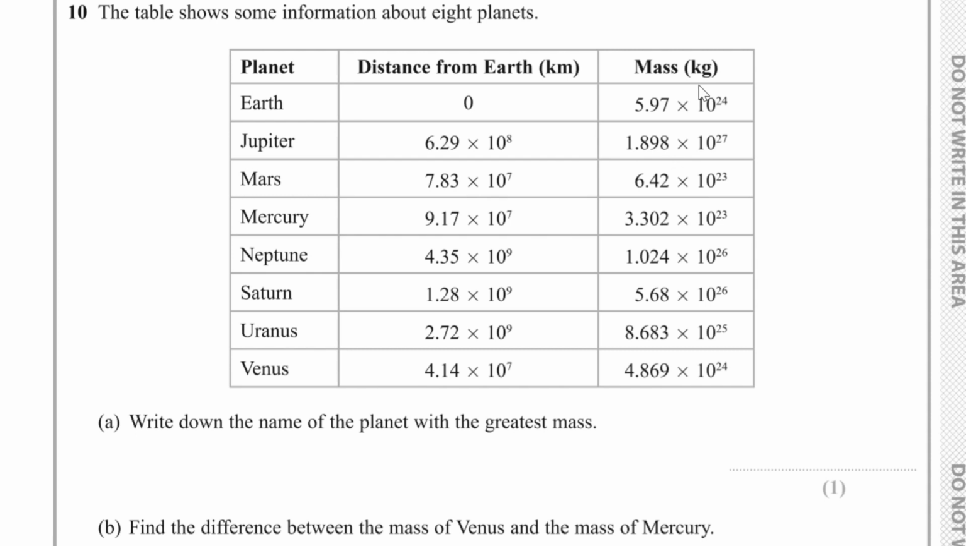Well, first of all, you'll find that all the masses are given in standard form. So when we come to find the planet with the greatest mass, we're looking for the greatest power of 10. And you can see Jupiter has the greatest power of 10. Here we've got 10 to the 27, which is bigger than every other power. So for part A, we simply write down Jupiter.